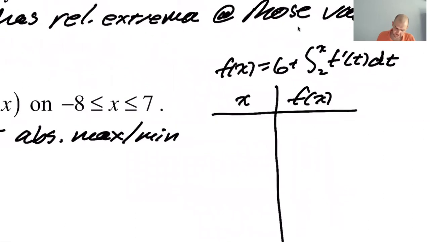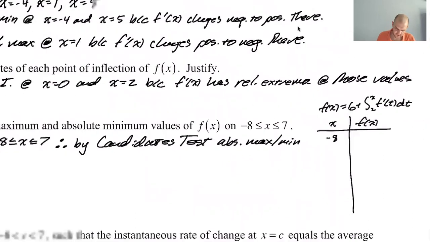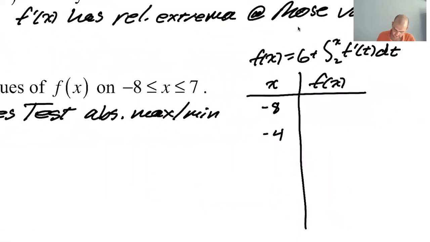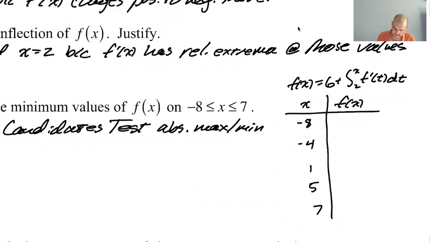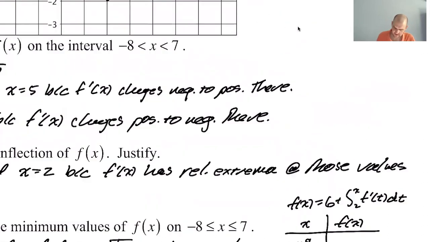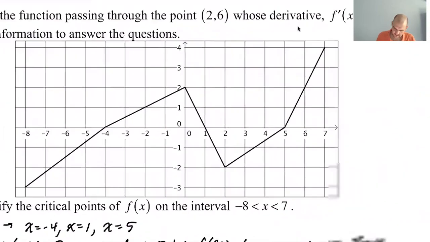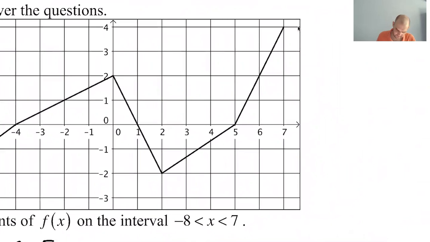All right, so we need to know -8, and then critical points were -4, 1, and 5, and then we need to know 7. All right, so let's see if we can find those, because we don't actually know any of them. I'm going to find some areas here. This is 3 by 6, so -3, and then this is 2, 4, 8, so that.